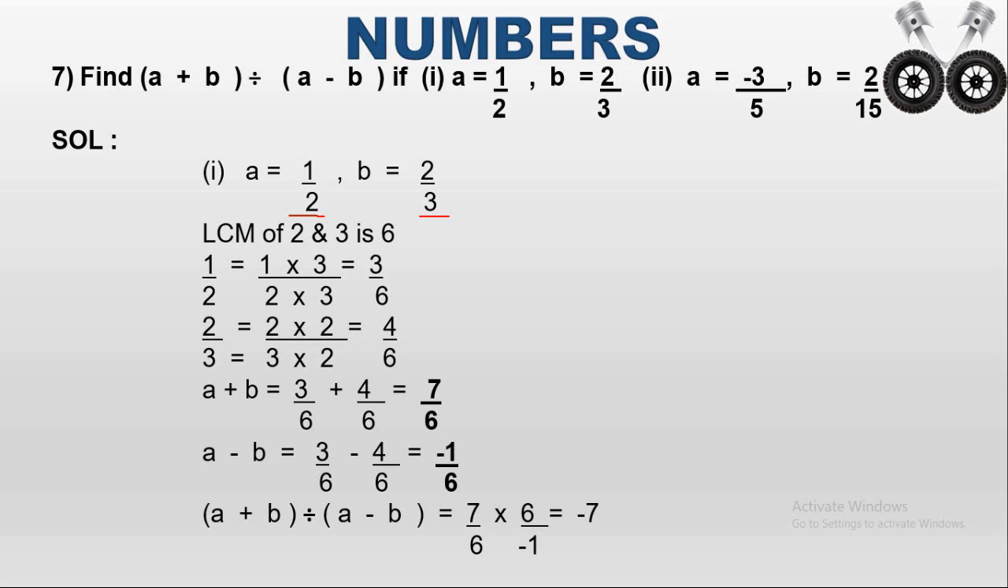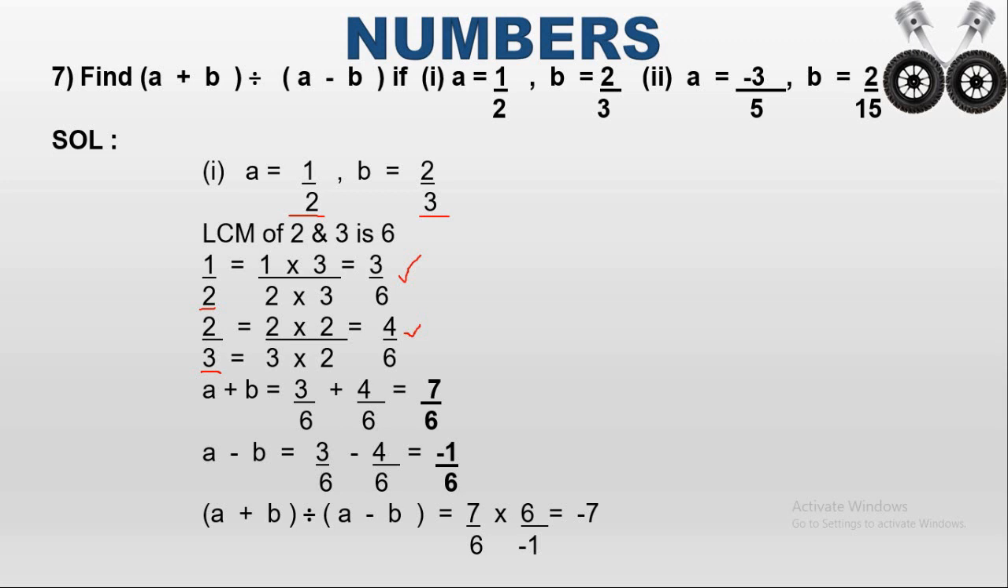So first we took the rational number a, that is 1 by 2. Here the denominator is 2. We have to make the denominator equivalent to 6. So we have to multiply numerator and denominator by 3. So 1 into 3 equal to 3 and 2 into 3 equal to 6. Next we took the value for b, which is 2 by 3. Here the denominator is 3. So up and down we have to multiply by 2, that is 2 into 2 equal to 4 and 3 into 2 equal to 6, so 4 by 6. Now a value will become 3 by 6 and b value will become 4 by 6.